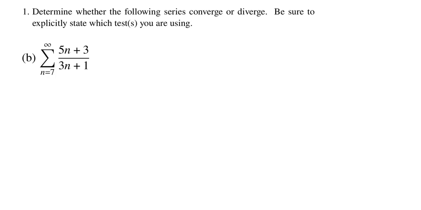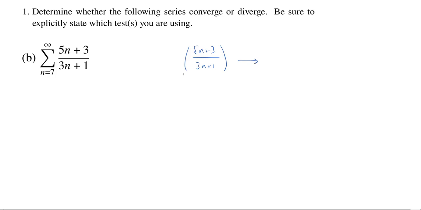problem isn't to go to any of the complicated tests, but really to go back to the most important thing we know, which is that a series will not converge unless the underlying sequence converges to 0. So the underlying sequence, which is (5n + 3)/(3n + 1), we can ask what this converges to.